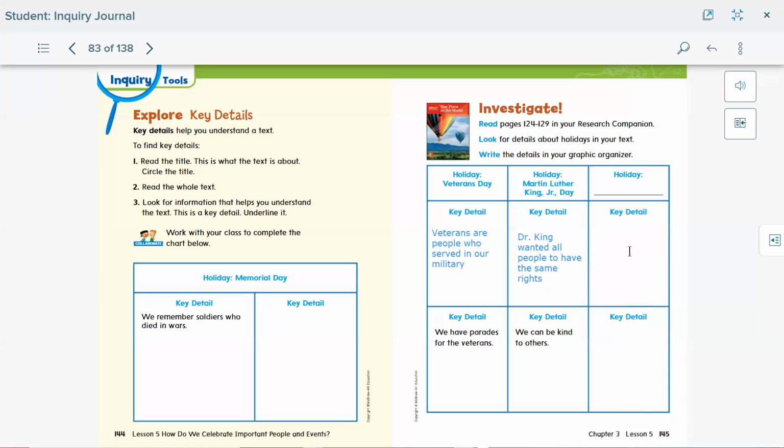So we can choose any holiday, you put the name of the holiday up there, and then you put two details. Again, you can go back to the video, pause, take your time, memorize what you need to write, and go back and write. All right. Let's clear this. And then see what we have next.